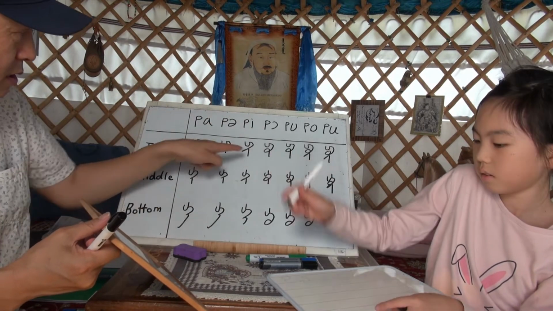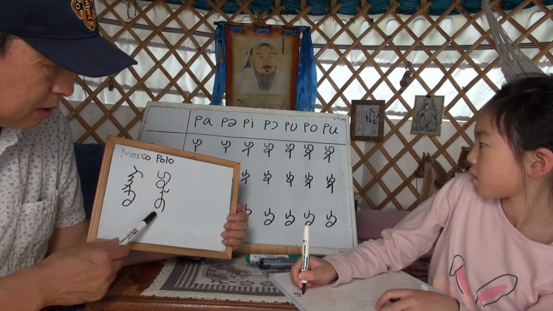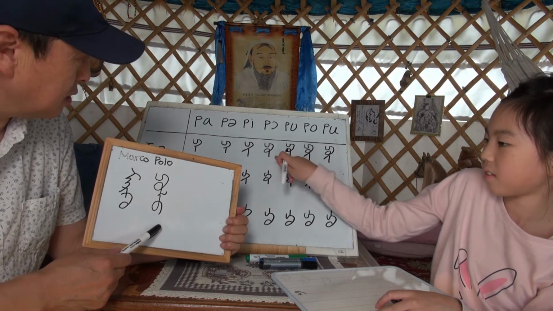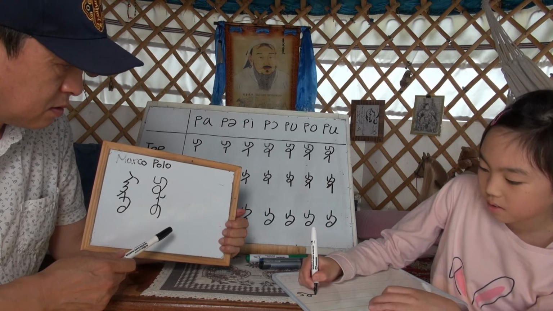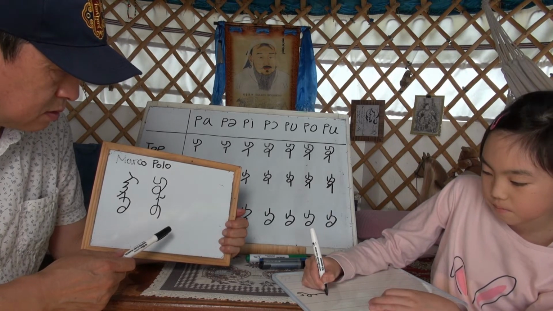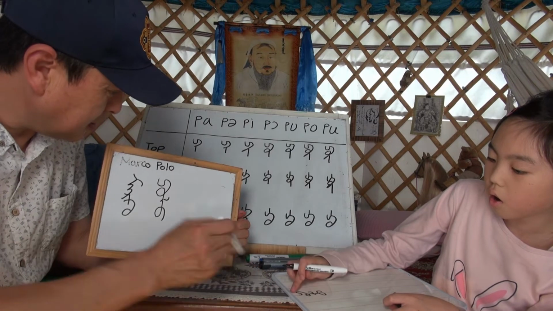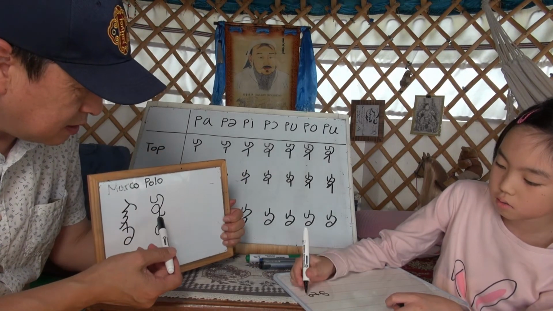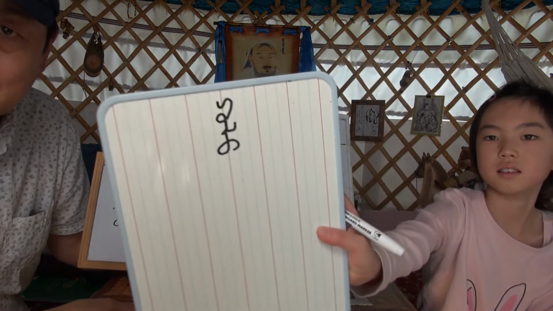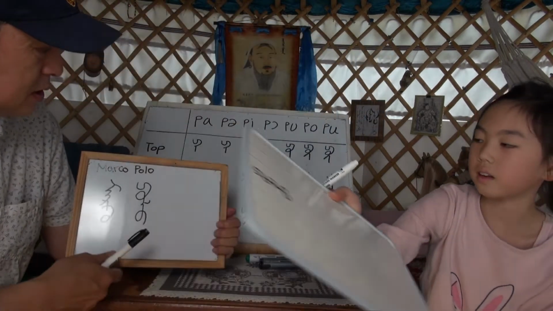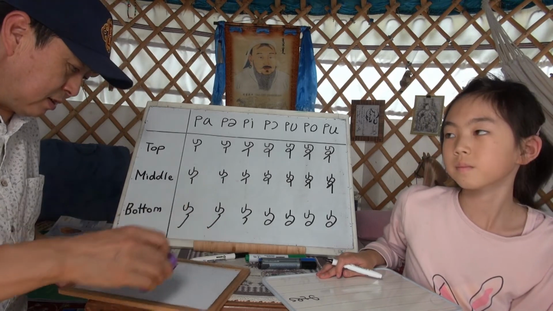Po at the top, and then Lo at the bottom shape. Po is that one, right? Lo, this one is on this side. You can see it's on the same side of the waist. Good. Polo, this is the Marco Polo's Polo. And this is the Po at the top.